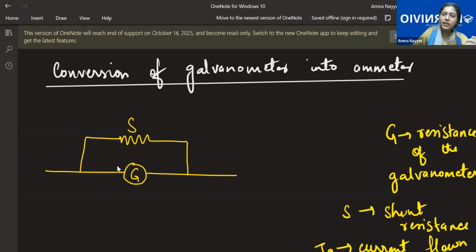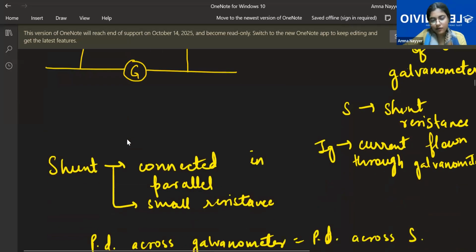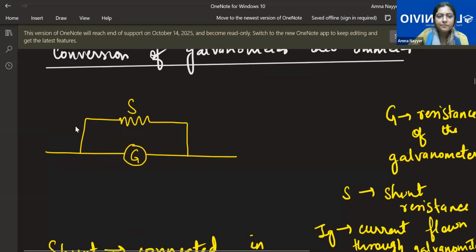So here also it is not connected in series, it is connected in parallel. That's why this is just a specific name for it. This is just a simple resistor connected in parallel. Now there are two characteristics of the shunt. One, it is connected in parallel. Second, this is a small resistor. The value will not be very much.